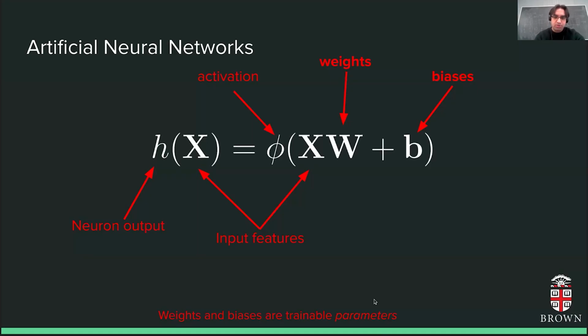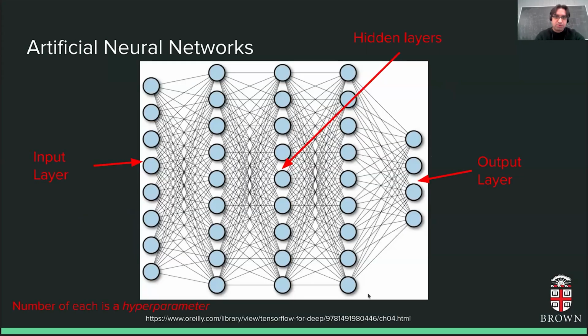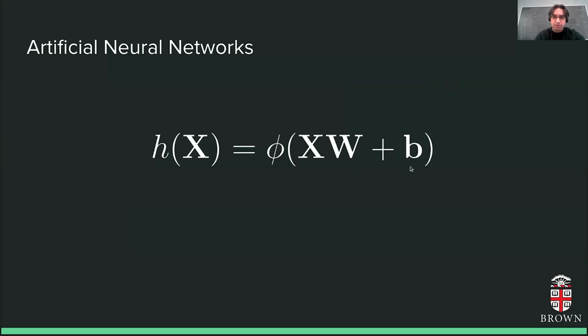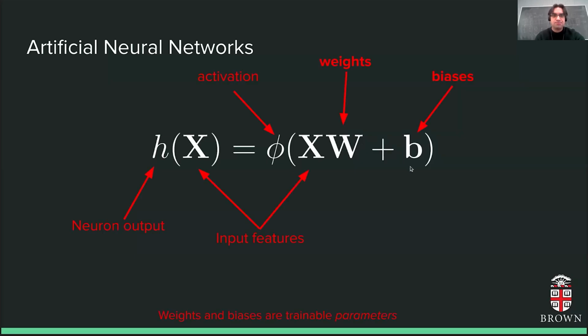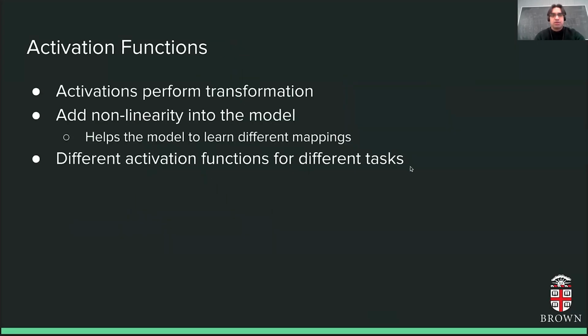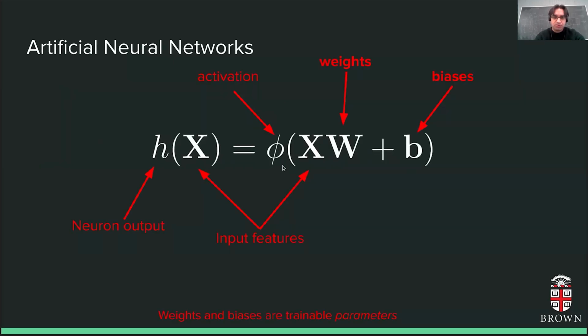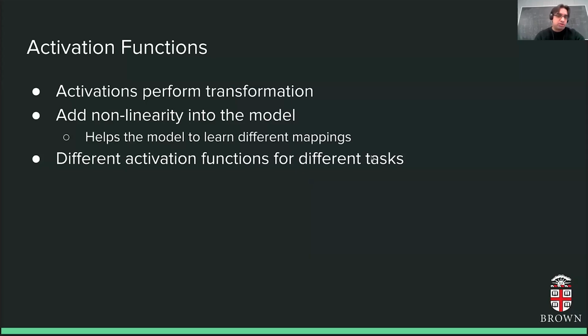Hyperparameters being, for example, the number of hidden layers, the number of these nodes, etc. These are the hyperparameters. Weights and biases are the parameters, i.e. learnable parameters. So the activation performs a transformation. This phi function performs a transformation on these things. It adds nonlinearity to the model. Nonlinearity is good. It helps you learn complex mappings between the inputs and the outputs.